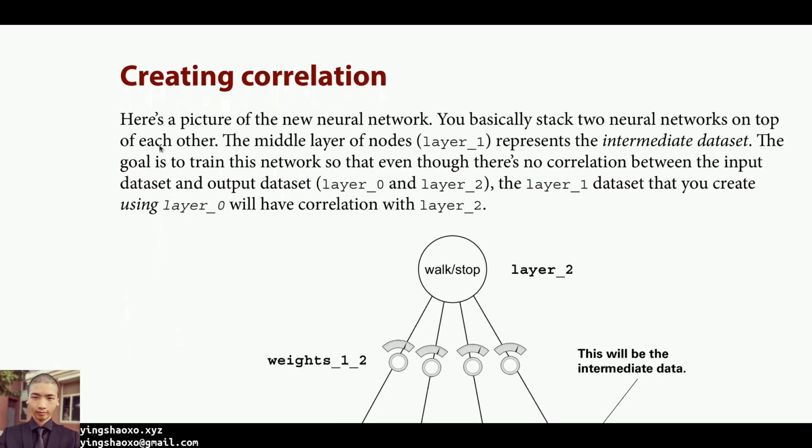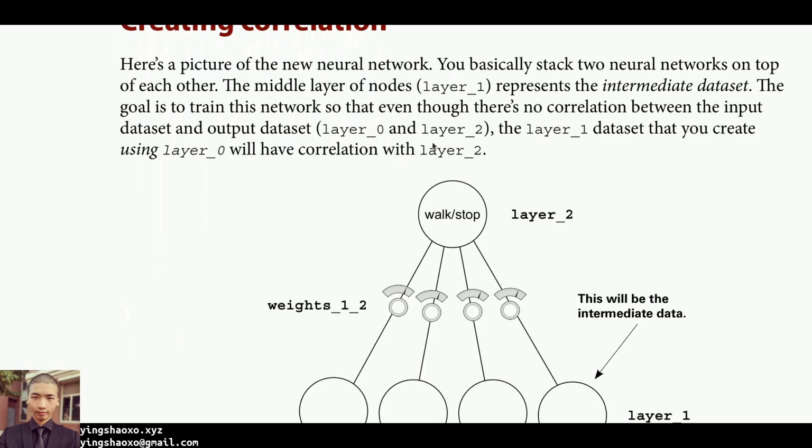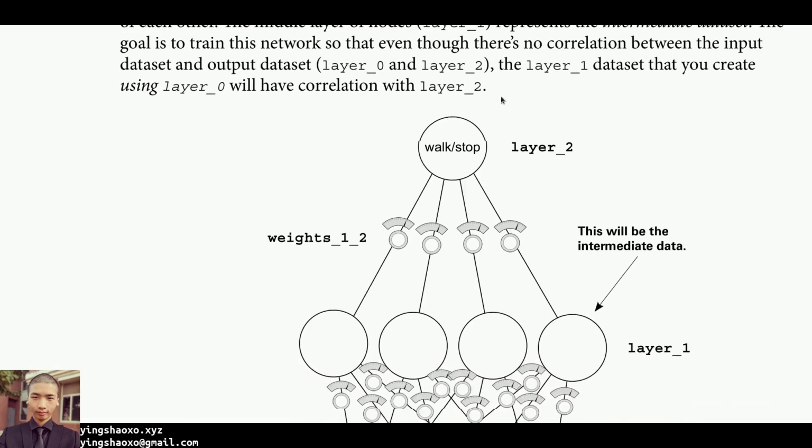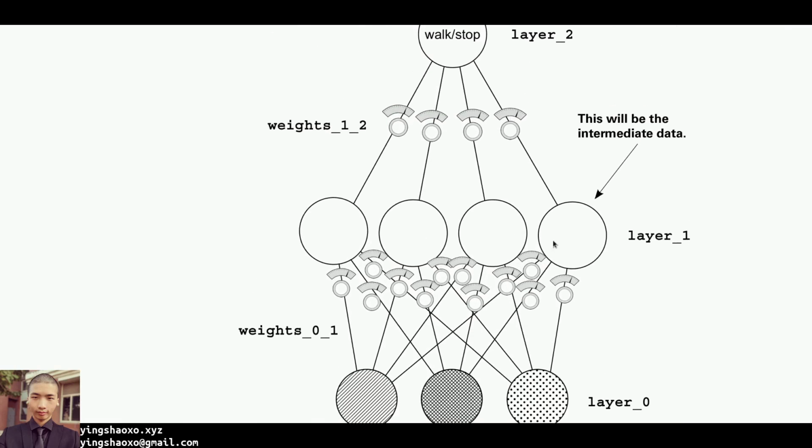Creating correlation. Here's the picture of the new neural network. You basically stack two neural networks on top of each other. The middle layer of nodes, layer 1, represents the intermediate dataset. The goal is to train this network so that even though there's no correlation between the input dataset and output dataset, the layer 0 and the layer 2, the layer 1 dataset that you create using layer 0 will have correlation with layer 2. So here we can see a picture of layers.